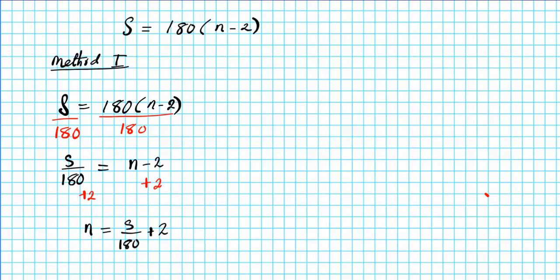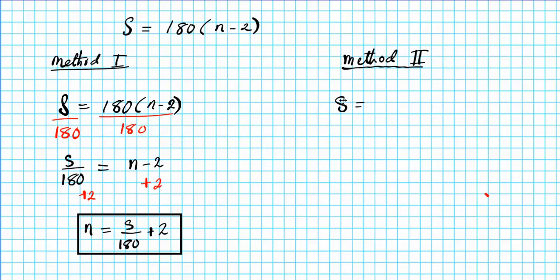All right, so this is one format for the final answer. All right, but there's another way you could do it. The answer looks different, but it's exactly the same thing. For the first method, we divided first. The second method, we can actually distribute first, all right? So S equals 180 times (n minus 2). What if we decided to get rid of this parentheses because it's annoying and we want to get the equation looking nicer? So we distribute 180 across these two terms in the parentheses.